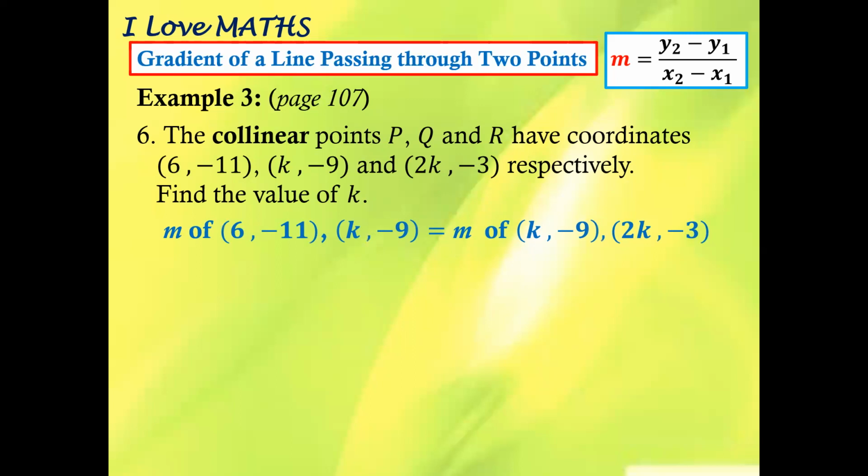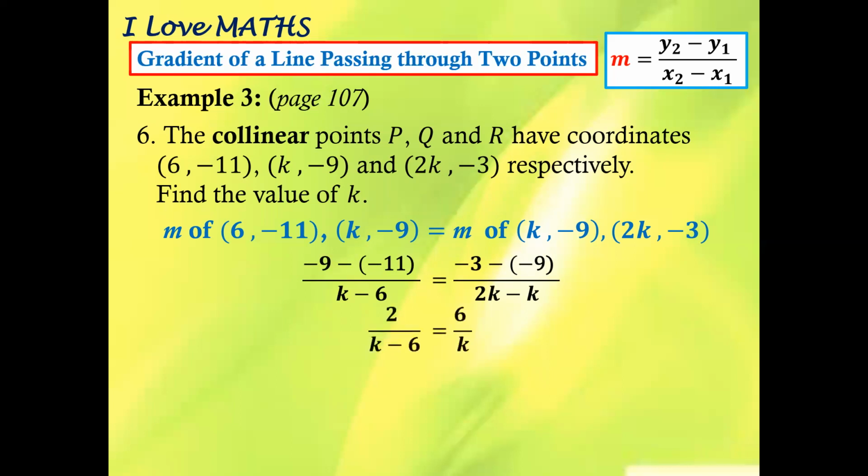So to compute the gradient of (6, -11), (k, -9), assign x sub 1, y sub 1 to (6, -11), and x sub 2, y sub 2 to (k, -9), and substitute to the formula. Same thing for (k, -9) and (2k, -3) as x sub 1, y sub 1 and x sub 2, y sub 2 respectively, and substitute to the formula and equate the two. So we have -9 minus -11 all over k minus 6 equals -3 minus -9 all over 2k minus k.